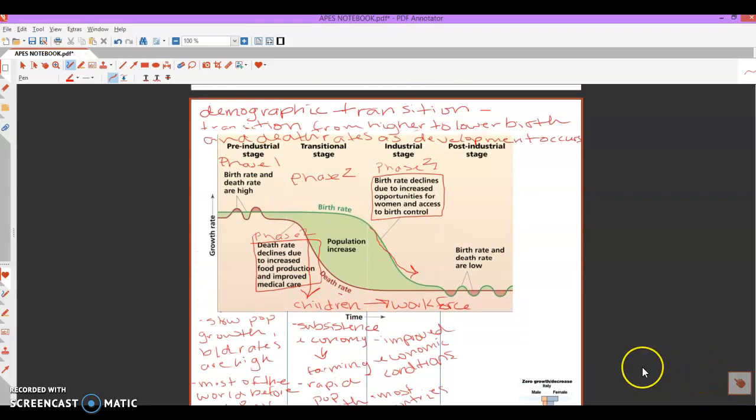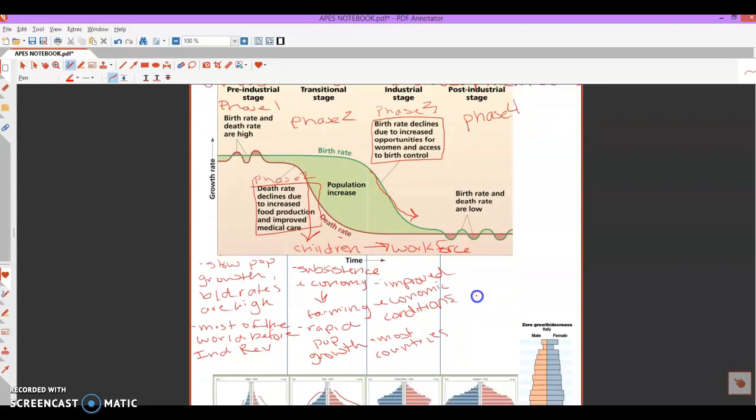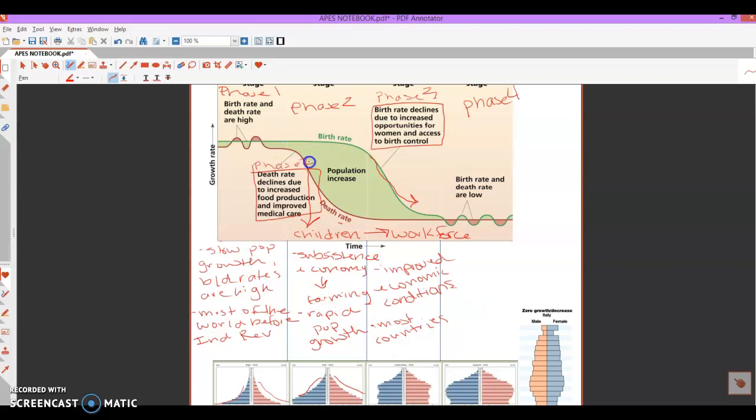Now, the last phase, the technical last phase, is phase 4, which is the post-industrial stage. Okay. Right here, we have very low birth and death rates. So what is happening in stage 4, where's my little marker? There we go. What's happening in stage 4 is our population is stabilizing.